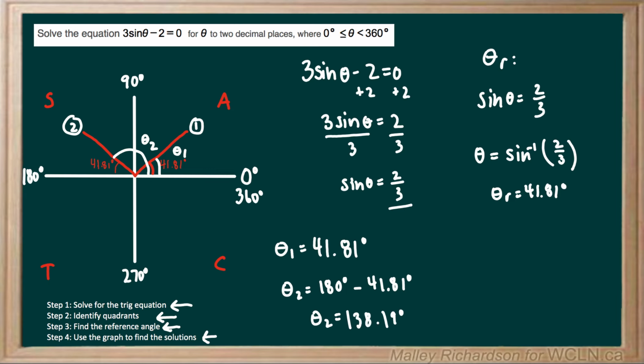And subtracting these two values, we get an angle of 138.19 degrees. So we solve the equation to find that theta 1 has a value of 41.81 degrees in quadrant 1, and theta 2 has a value of 138.19 degrees in quadrant 2.